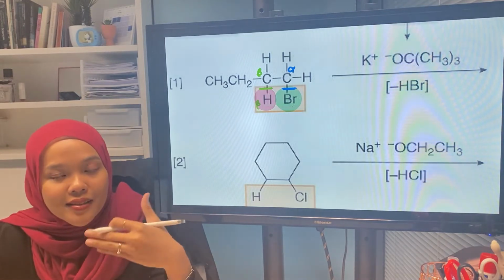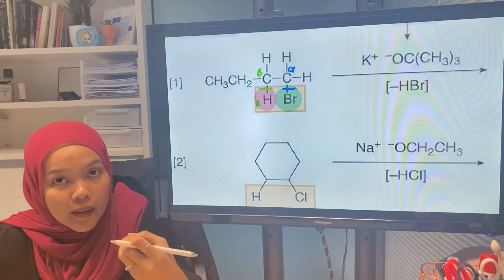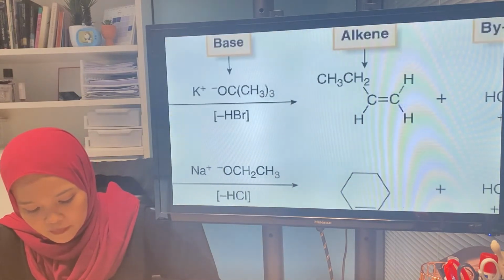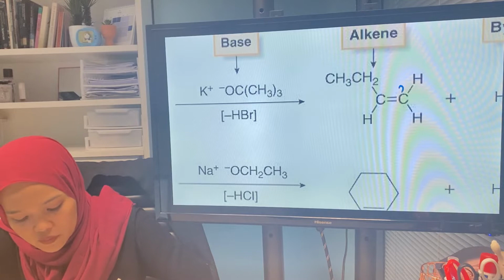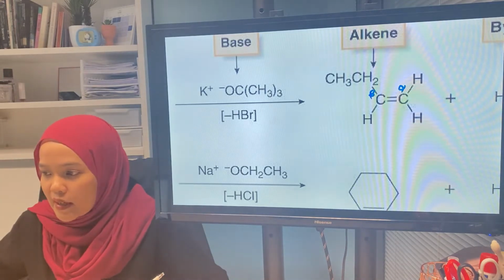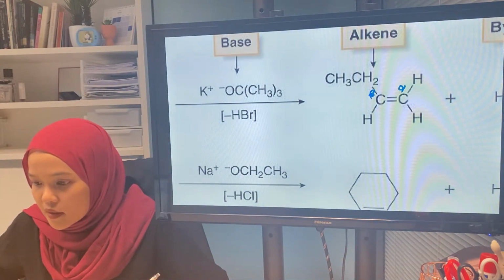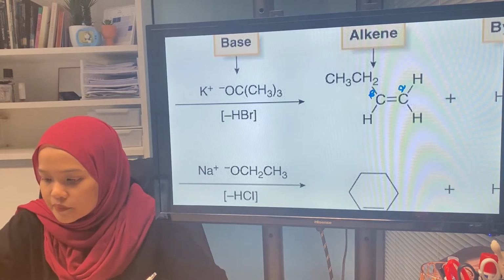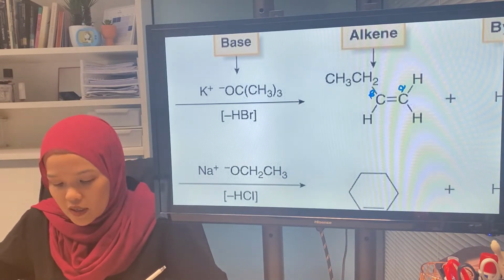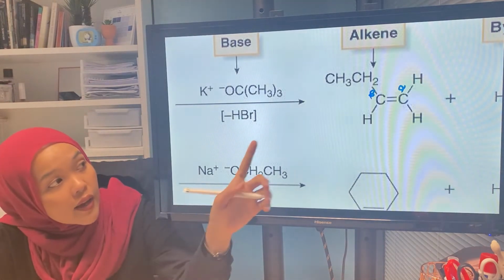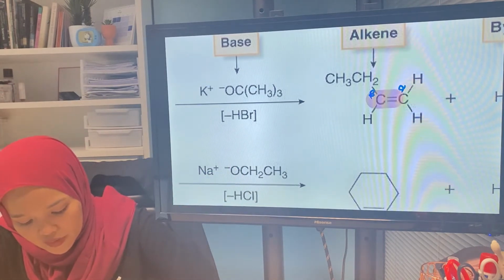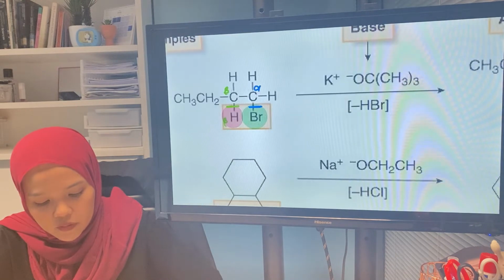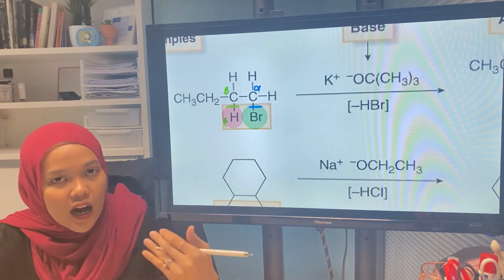So where does the new bond, which is the pi bond, form? The pi bond will form between, just now, this one, the alpha and beta carbon. Okay, so this is the alpha and beta carbon, right? So you are going to form the pi bond between the alpha and beta carbon. Okay, so where does the hydrogen go?